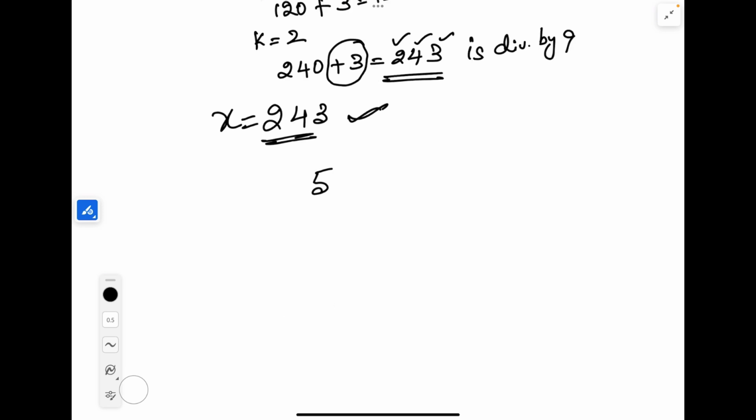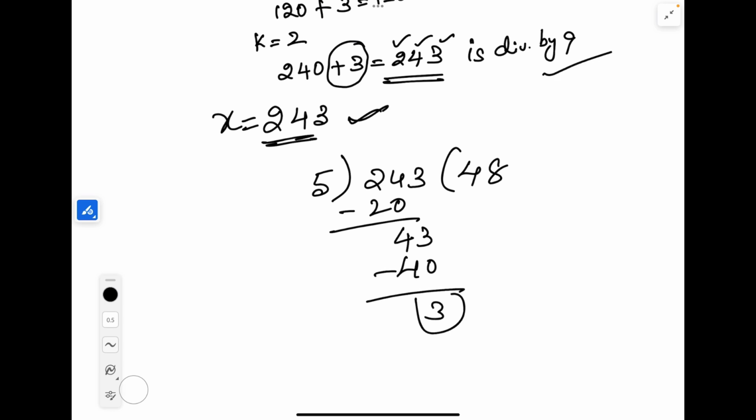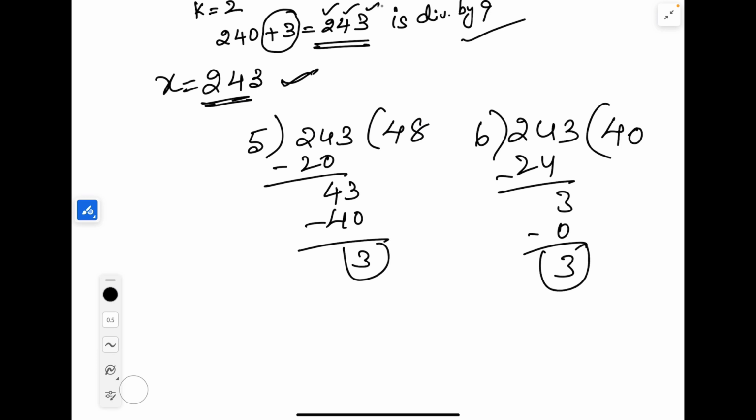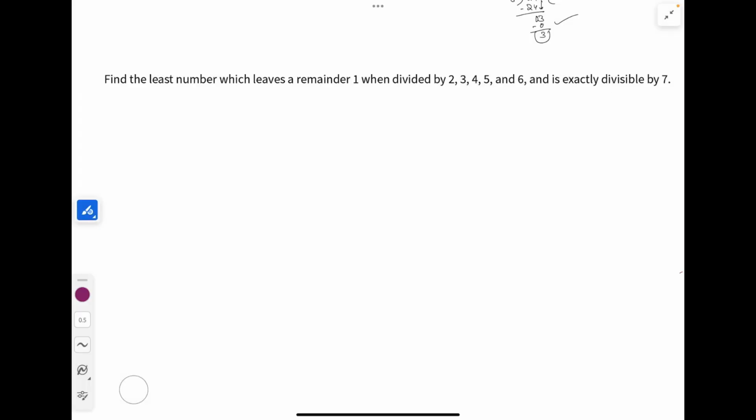We can check. If I divide 243 by 5, 5 eights are 40, 3 is the remainder, yes or no? But it is divisible by 9. Same way you can check 243 with 6. 6 fours are 24, 3, 0. So 3 is the remainder. Same way, 8 also you can divide and check. 8 threes are 24, 0. That means 3 is the remainder.